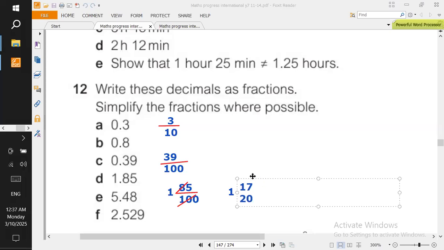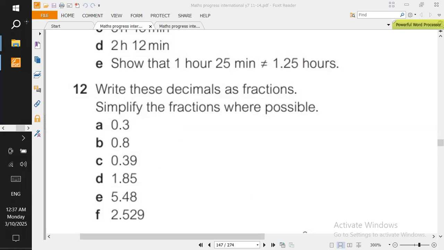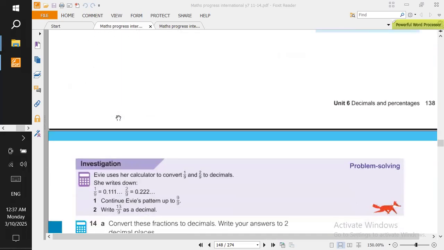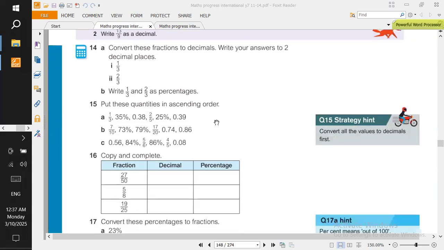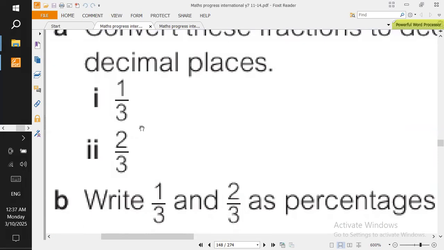Focus on the highest common factors so you can use them for simplifying. And that's the idea of question 12. Now let's move on to the next question. Here, same idea, fractions to decimals. Write your answer to two decimal places. Let's do this two decimal places thing.